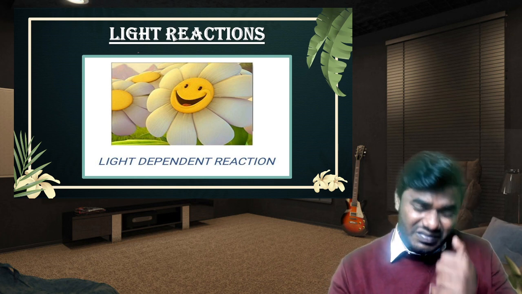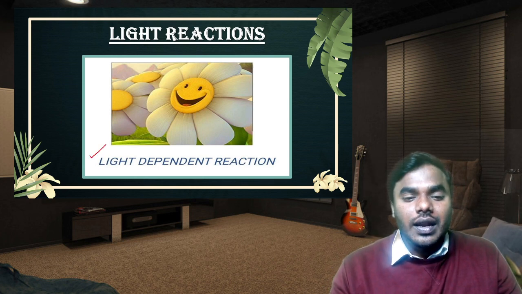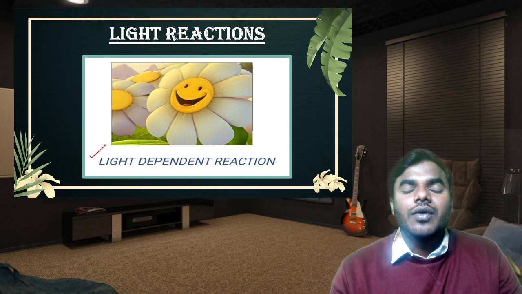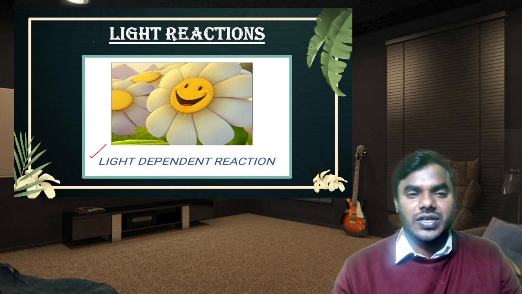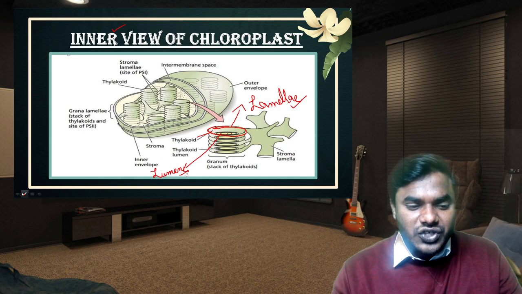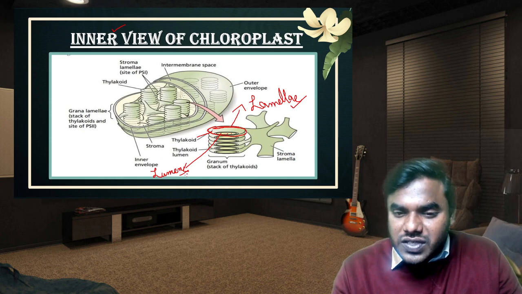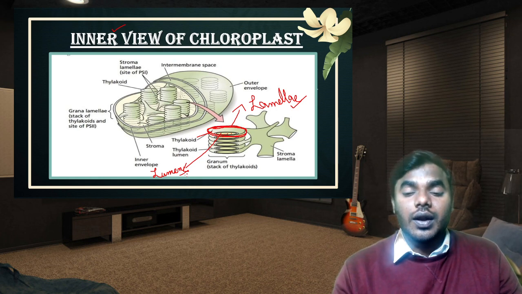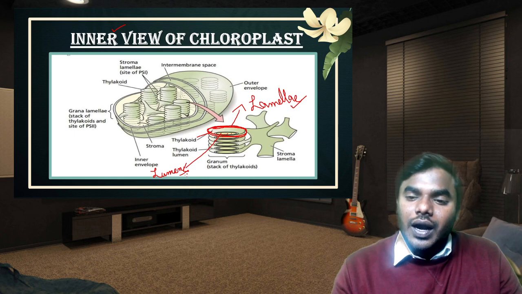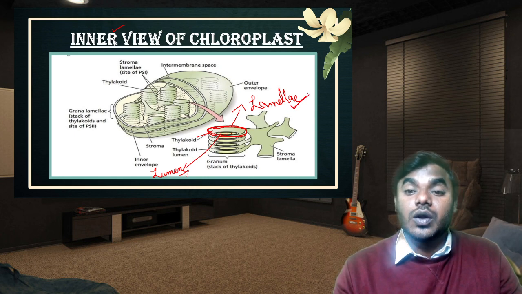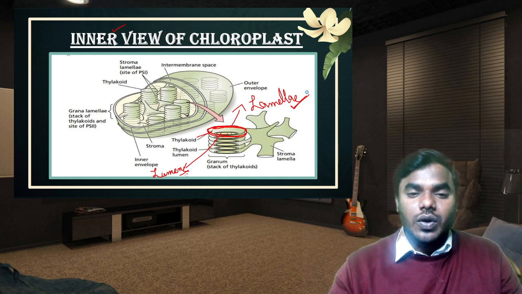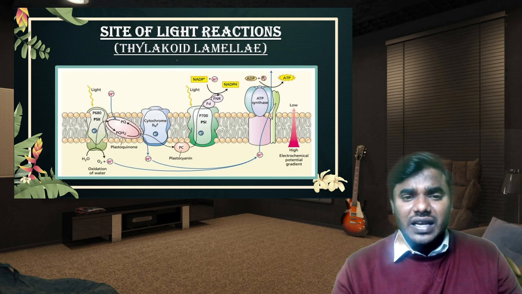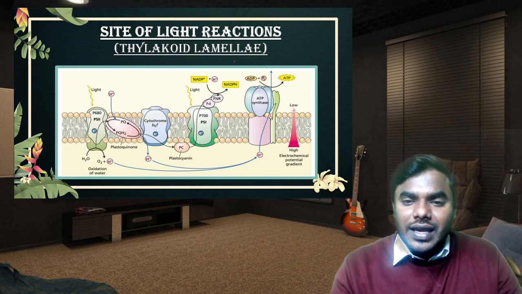Just focus. Light reactions, we can also call light dependent reactions. Now the first point you have to remember for the exam: where is the site of light reactions? Friends, if you quickly look into this picture I have shown you, this is the outer membrane of the thylakoid. What do we call it? We will be calling it the lamellae. So lamellae is the site of light reaction. Thylakoid membrane or thylakoid lamellae is the site of light reaction.